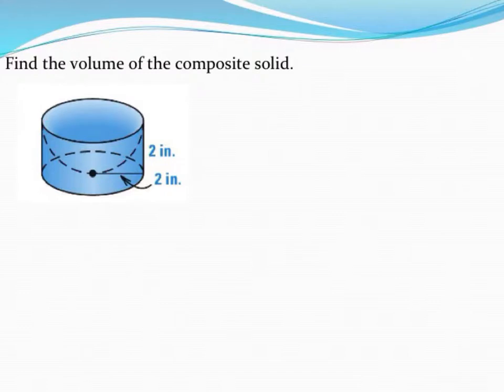My overall shape, my larger shape, is going to be a cylinder, so I'll need to find that volume. However, since I'm scooping out part of this, the hemisphere, what I'm going to need to do is subtract off the volume of the hemisphere. So that's kind of my thinking that guides me through the process of how to find the volume of this composite figure.